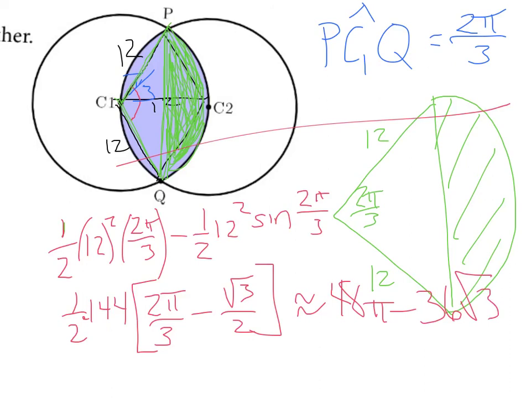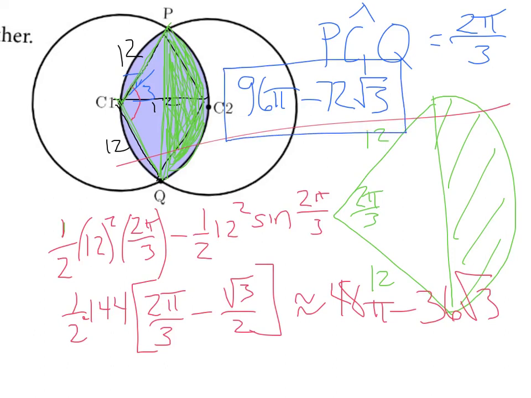But guess what, guys? We don't really care what the area of that segment is. What we really care about is this blue shaded area that we had up here, which was two of these guys. So what is our area going to be? Our shaded area is going to be exactly 96 pi minus 72 square root of 3. 3 sig figs would be easy enough. You just plunk that in your calculator.